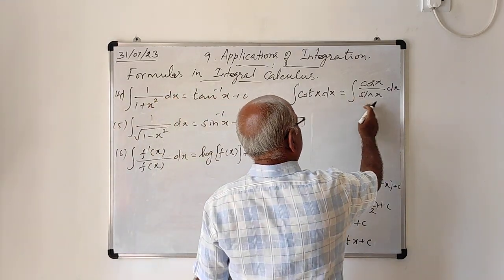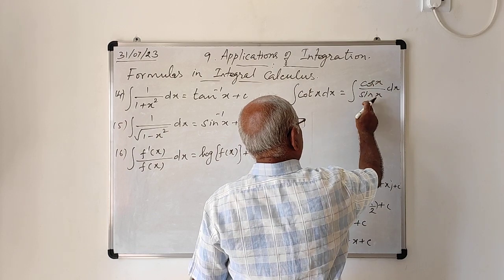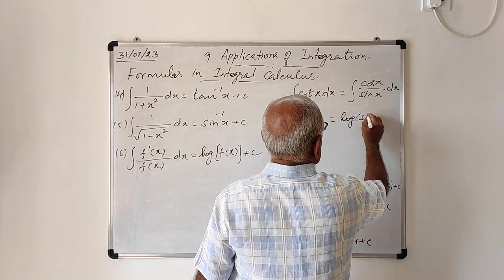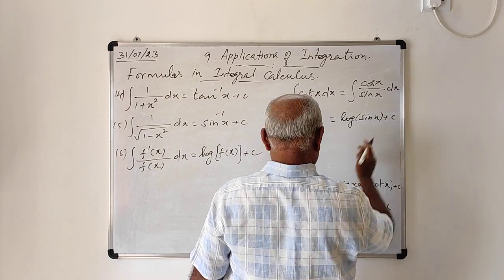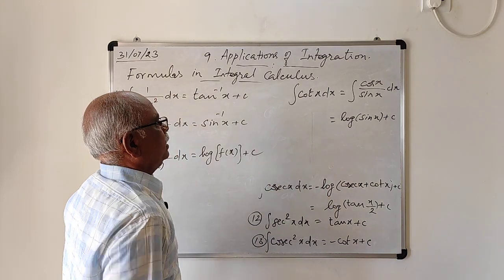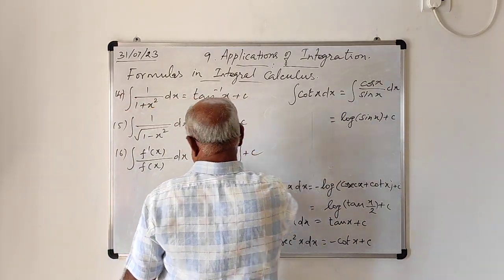The derivative of sin x is cos x. So with the derivative of sin x, cos x, in the numerator, it is of the form f dash of x by f of x dx. Therefore, the answer is log of the denominator, log sin x plus c. That's why we have already seen that the integral of cot x is log sin x. It becomes like this using this idea only.